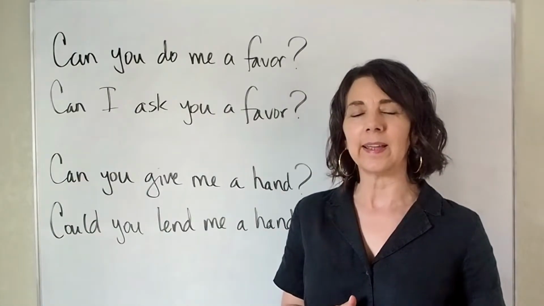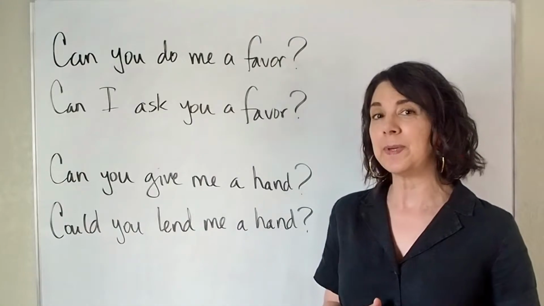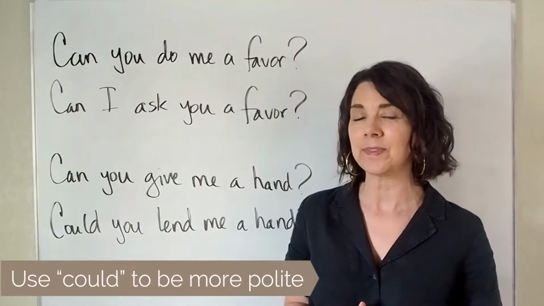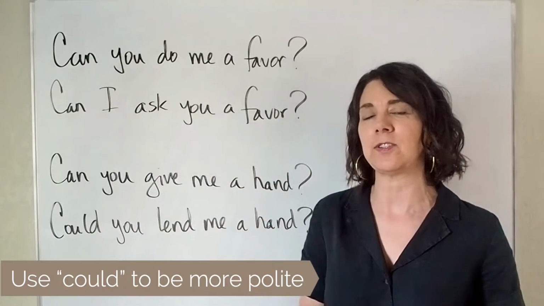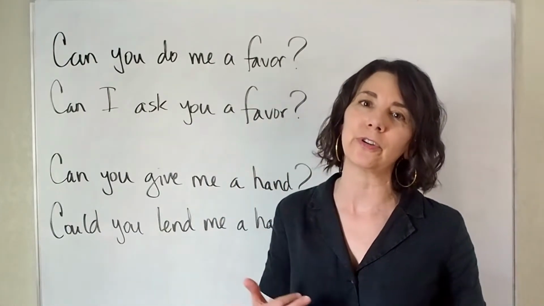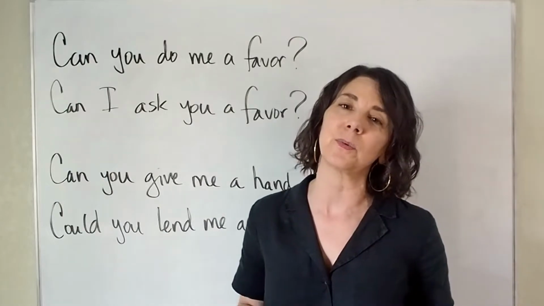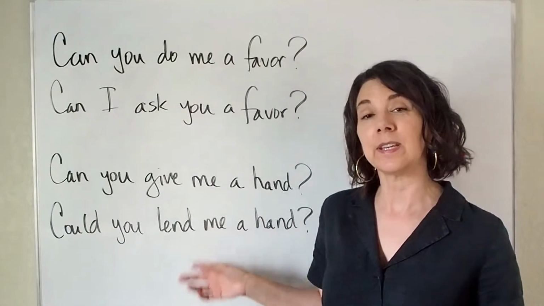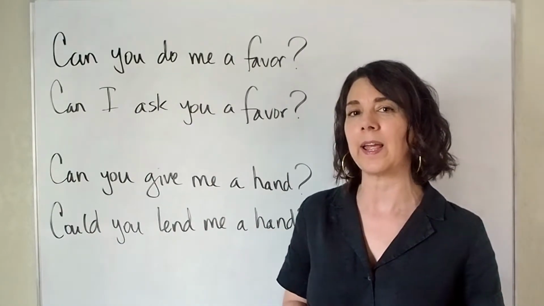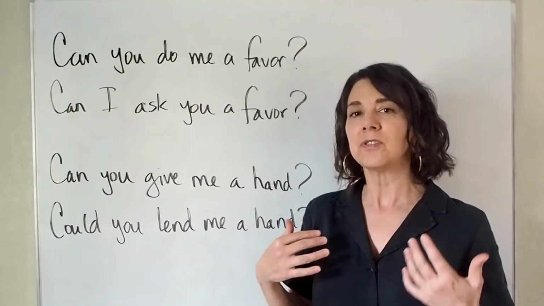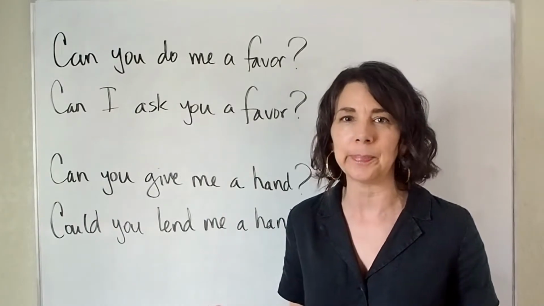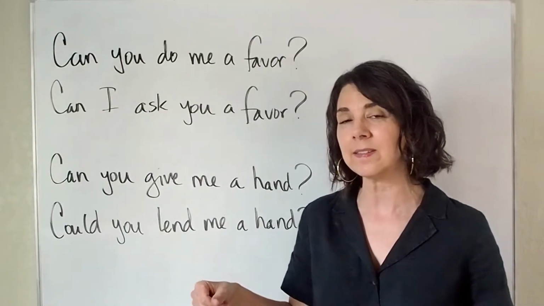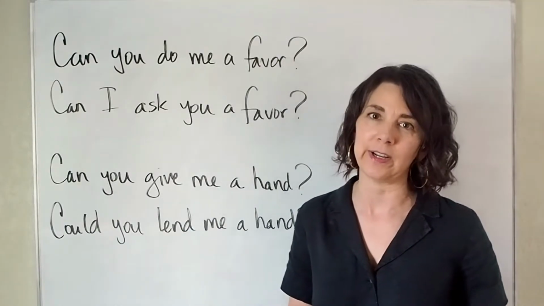The next way is, "Can you give me a hand?" or "Could you lend me a hand?" Now notice that in all these questions you can use can or could, and could is what you would use if you want to be a little more polite. So to give someone a hand or to lend someone a hand is also to give someone some kind of quick help. Like if you're carrying something, you can say, "Could you give me a hand with this?" and the person would help you carry it.